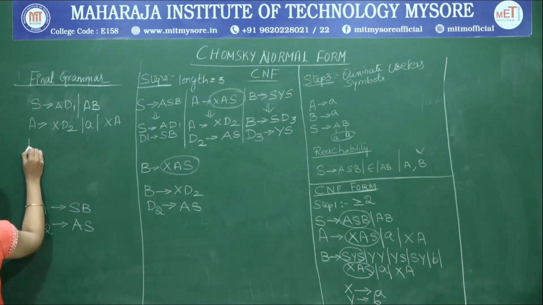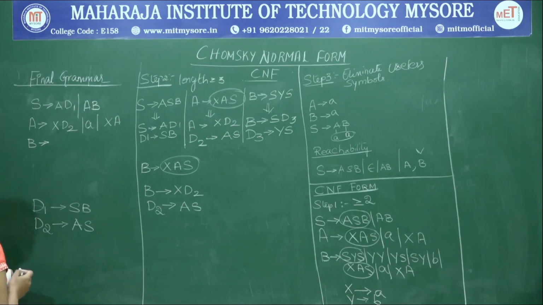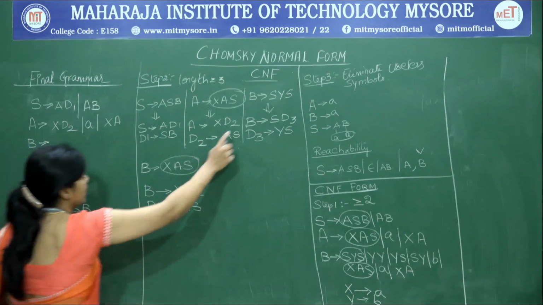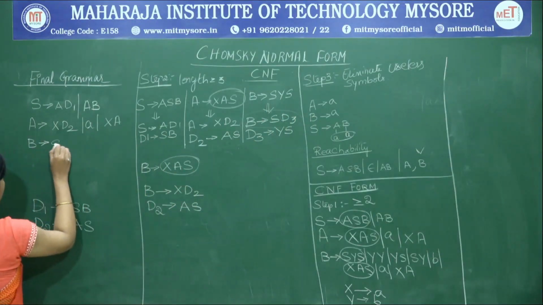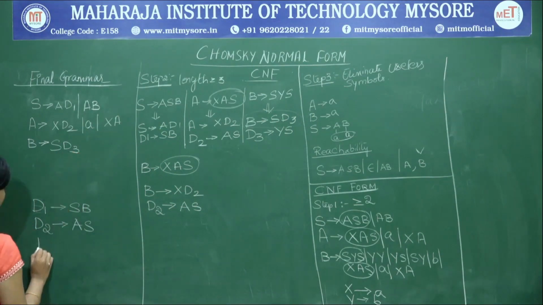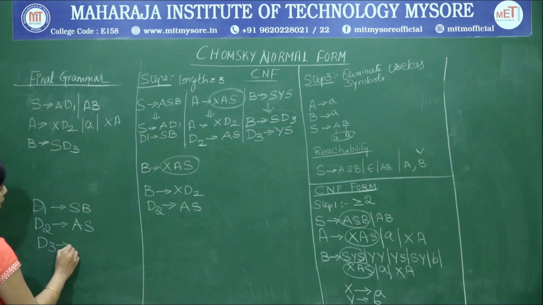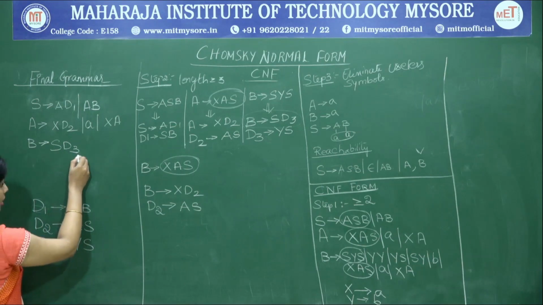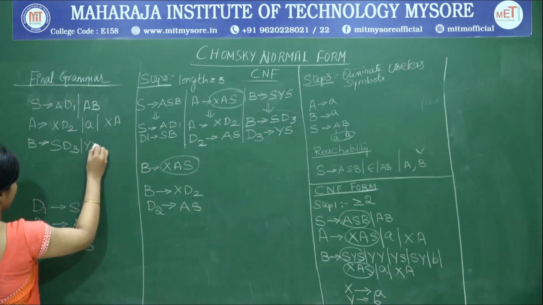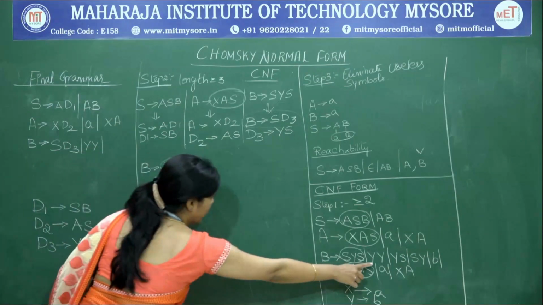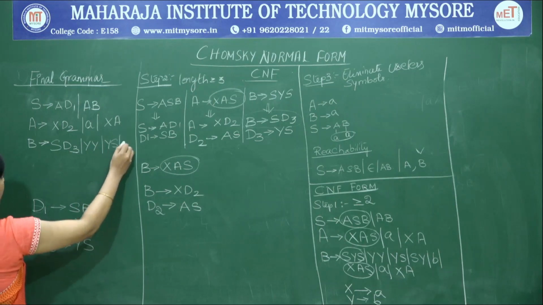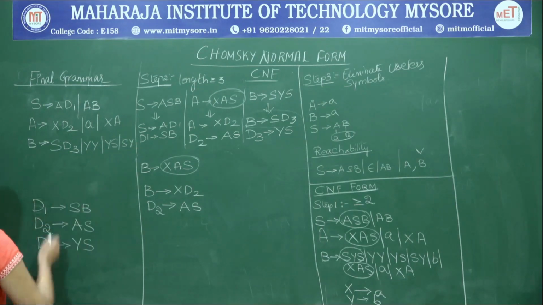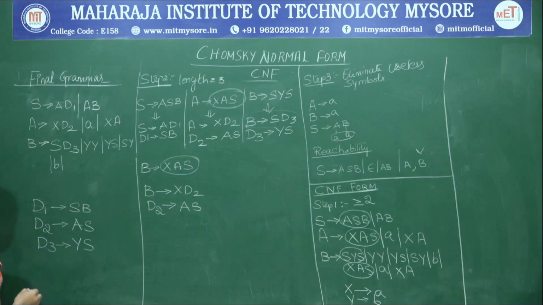Next we have B goes to SYS. In this SYS, B goes to SD3 is there. So write SD3, and D3 is introduced, so we'll add D3 goes to YS. Next, YY is going to remain as it is. YS is going to remain as it is. SY is going to remain as it is. B is going to remain as it is.